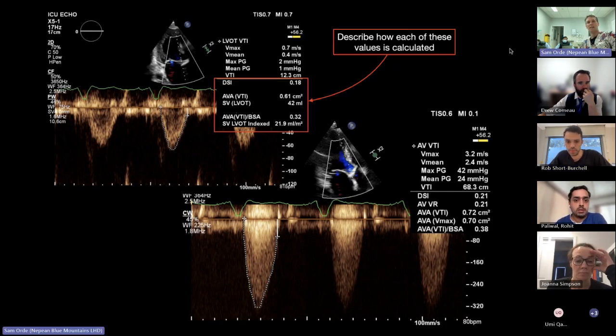Fantastic. Yeah, great call. Well done. And so what is your conclusion at the end of this on the severity of the aortic valve stenosis?